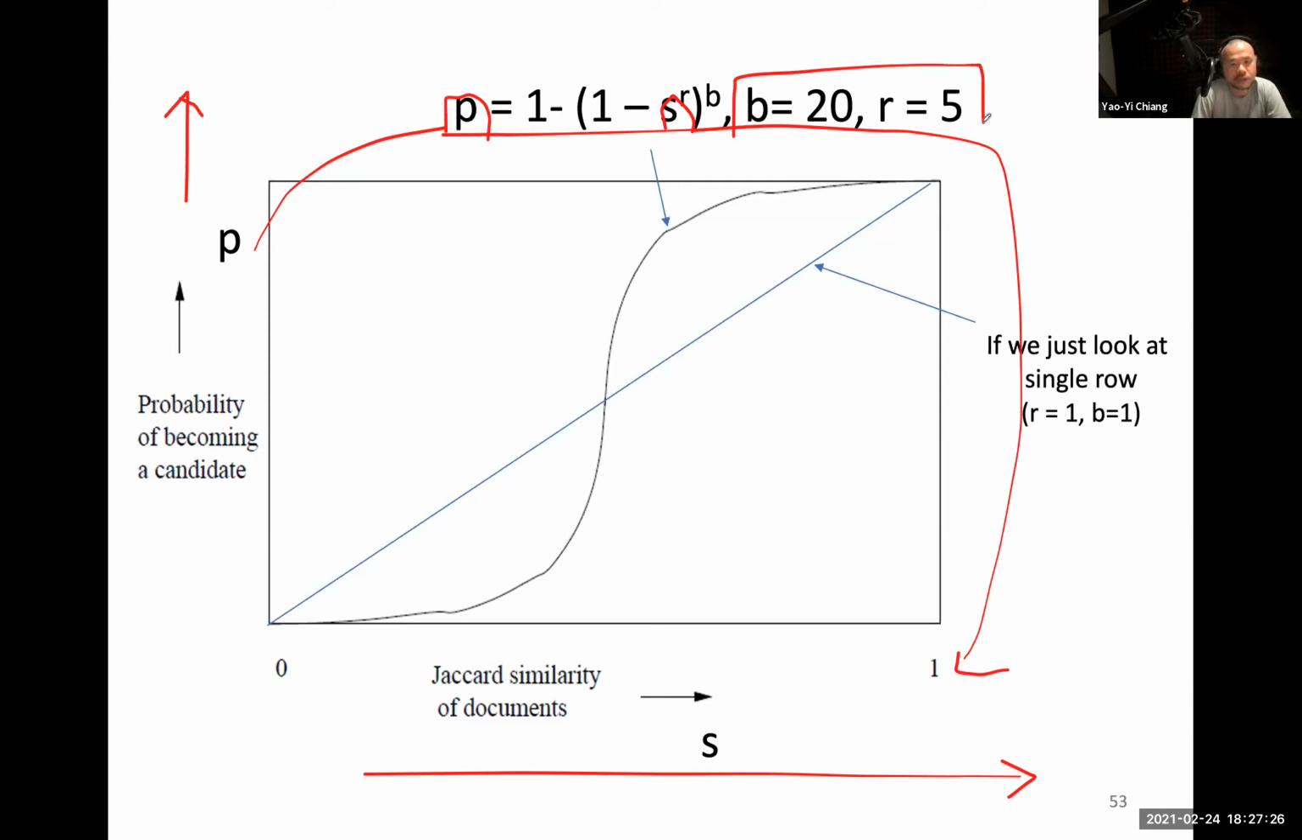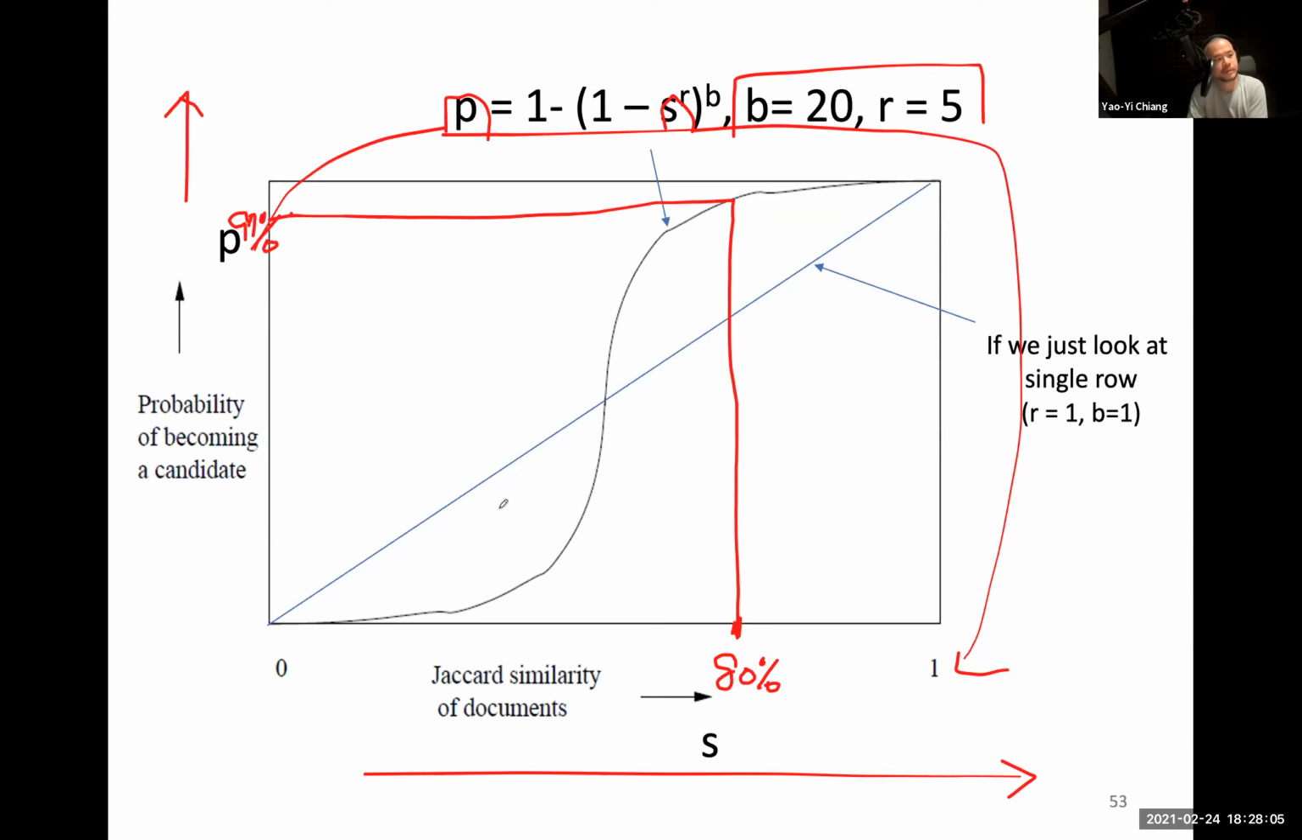So why is this line important? If we just look at any location, for example, we say we have a document pair. They are 80% similar in Jaccard similarity. And 80% similar will give you a probability of them becoming a candidate pair. So this could be 97%, which is pretty high. Only 3% of them will not be a candidate. Are we good so far? Anybody has questions?